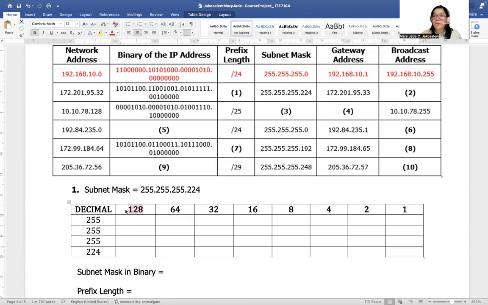Why do we have that? Because we have 8 bits in a byte. That's why we have 8 here. But we always start from 0, so that's why it's 0, 1, 2, 3 to 7. So here, our decimal is 255.